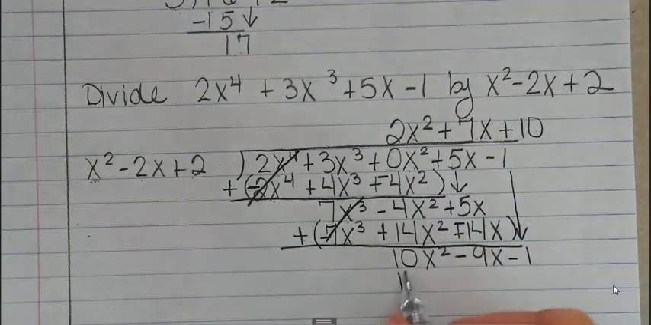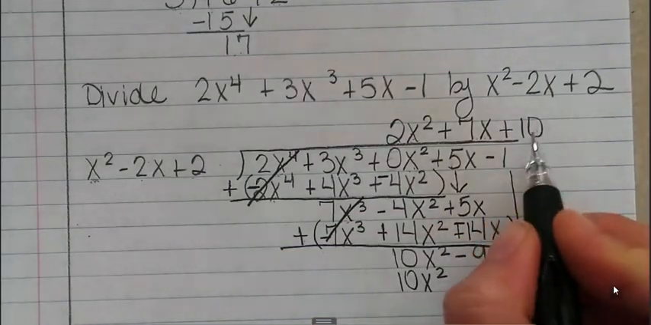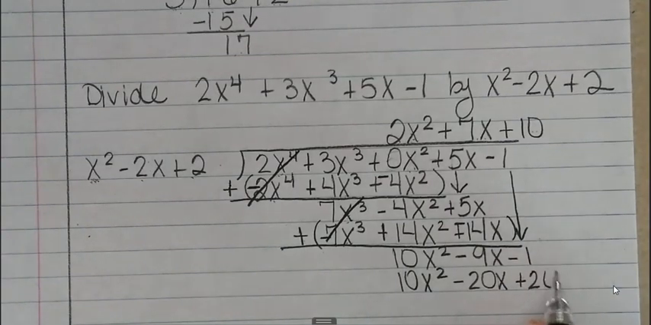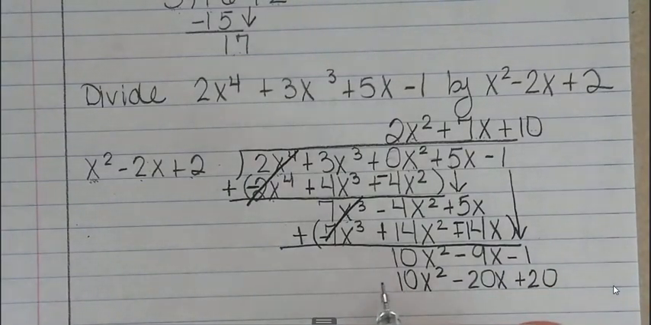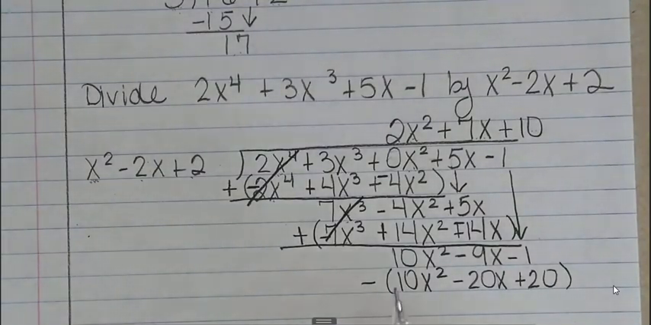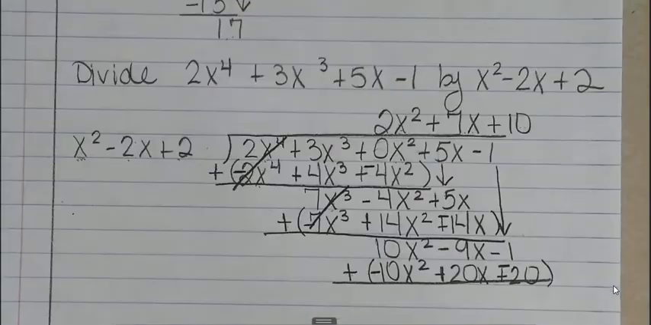So I get 10x squared. 10 times negative 2x is negative 20x. 10 times 2 becomes positive 20. But I want the opposite of all those. Okay, which means I put the negative out here, so I distribute that. This one becomes negative, this one becomes positive, this one becomes negative. Change that to a plus, add them all together.